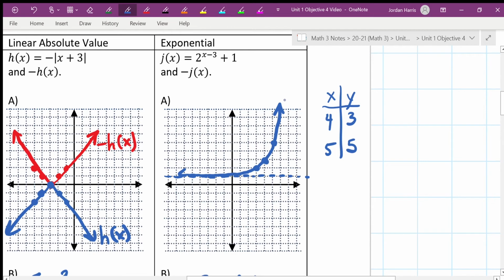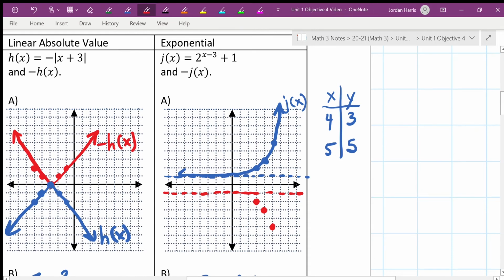So that is j of x. Now we have to reflect that. We do actually reflect the asymptote as well. So it was 1 above, now it's 1 below. Now I do the same thing to the 2 points. So 2 above right there, so it's going to be 2 below. 3 above, 3 below. This one is 5 above, so it's going to be 5 below.